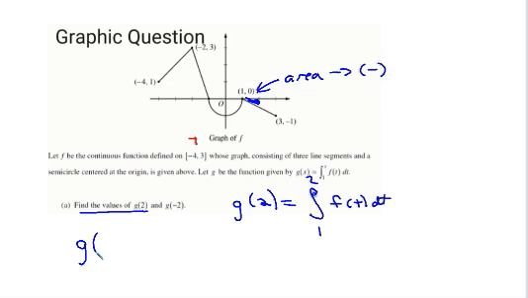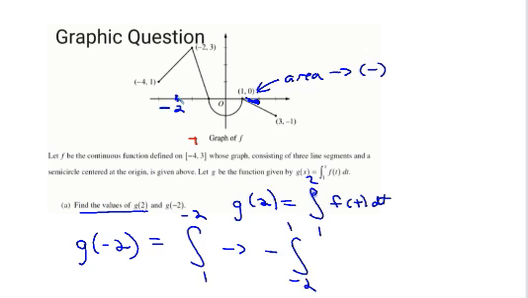If they ask me to find g of negative 2, well, now I'm doing the integral from 1 to negative 2. I need to put a negative in front of it to get my limits of integration in the right order. So now I'm doing the area from negative 2, which is right here, over to 1, which is right here. So I need this area, and then I need this negative area in here, and that will tell me what g of negative 2 is. And we will stop the video there for today.